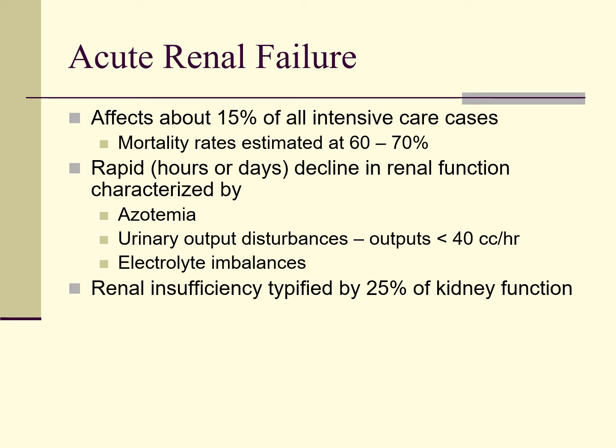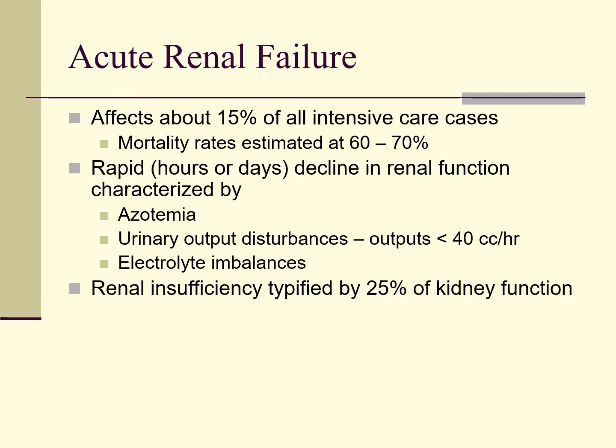There's urine output disturbances. We really want over like 30 cc's. This says 40 cc's an hour. Some outputs are calculated by the patient's weight, so you'll see so many milliliters per kilogram per hour, but we really are looking at that 30 or 40 cc's per hour for good renal health. And then acute renal failure does have a lot of electrolyte imbalances we'll talk about.